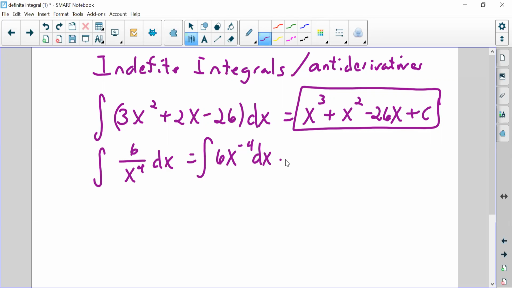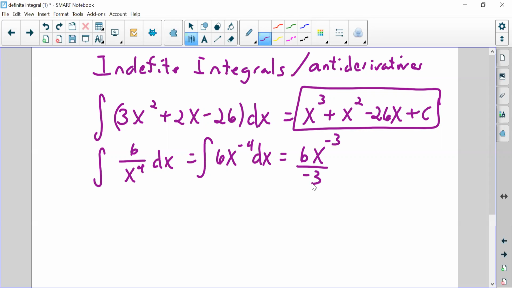Very good. And then we can use the power rule that we did before. So what would that be? Third. X to the -3rd, because -4 plus 1 is -3. And then I have that 6, and I'm dividing by that -3. What does that simplify down to?